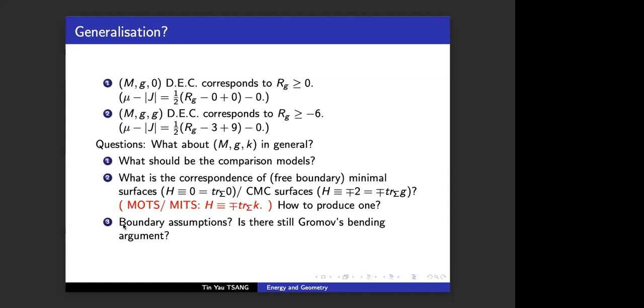And my answer for the last one is no, because Gromov bending just concerns the metric or the geometry g itself. It doesn't take k into consideration. So I don't think there will be one good bending argument. But luckily, we don't have to use this Gromov bending argument. That is one good thing.